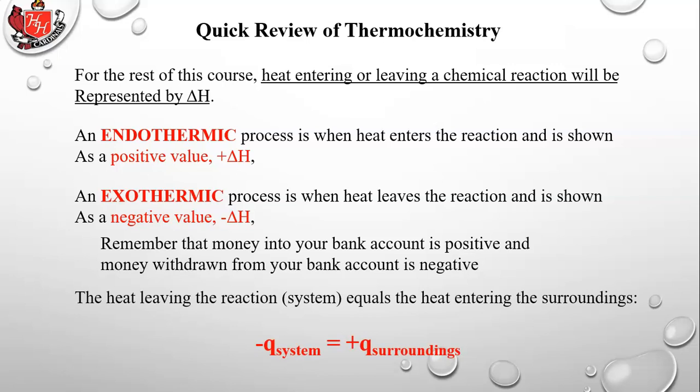The heat leaving the reaction system equals the heat entering the surroundings. Remember, our universe consists only of two things: the system where the chemical reaction is taking place, and everything outside, which is called the surroundings. So if heat leaves the system, leaves the chemical reaction, then it goes into the surroundings. The amount of heat leaving the system is equal but opposite in sign to the heat entering the surroundings. It could also be the reverse. Heat leaving the surroundings and going into the chemical reaction would be negative Q surroundings equals positive Q for the system.